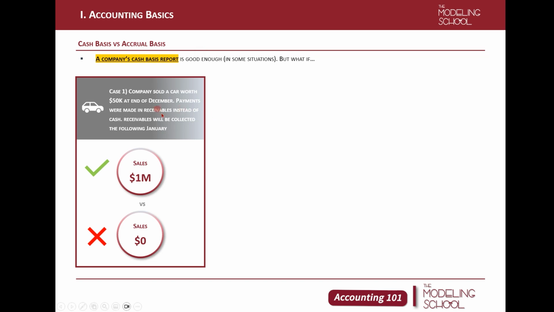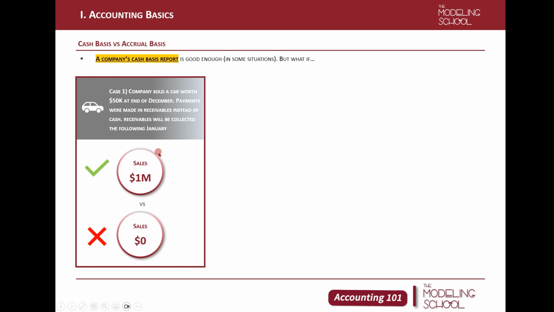So let's say there's a case where a car company sold a car worth 50 grand at the end of December. So they've sold it at the end of December, but payments were made in receivables rather than cash. So the cash wasn't collected yet at the end of December, and the cash is expected to be collected next January.